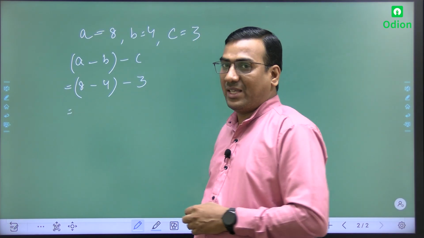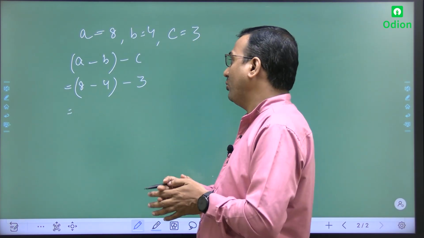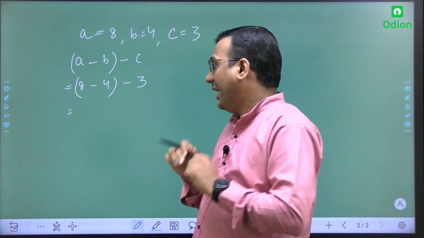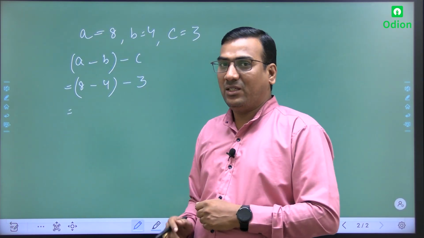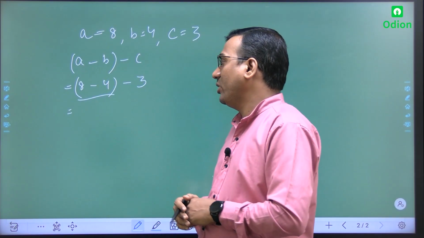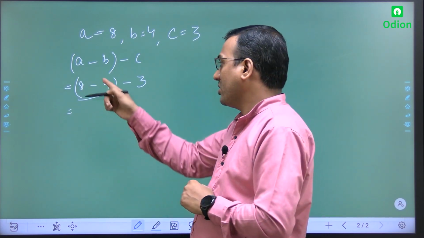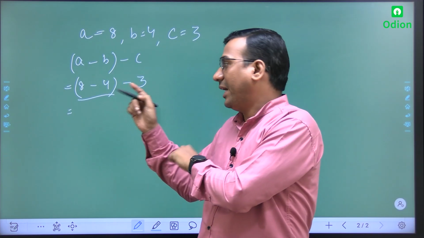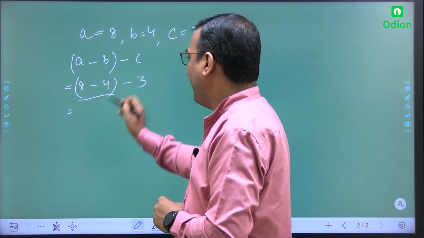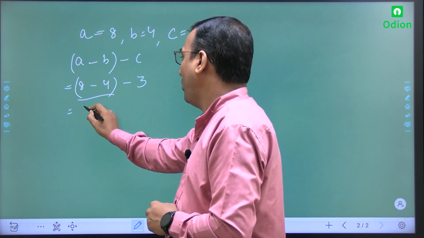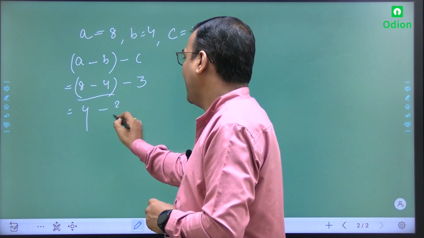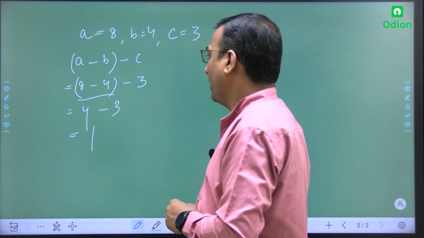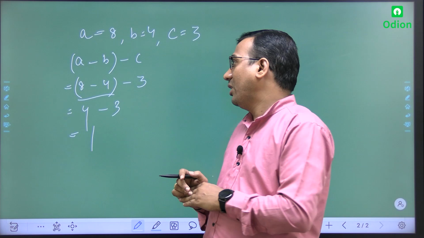What do we have to do first? Do I have to deduct 3 or do I have to deduct 4 from 8? Yes, first I have to deduct 4 from 8 because there is the bracket, which means I have to do that sum first. 8 minus 4 is 4, then 4 minus 3, the value comes 1. 4 minus 3 is equal to 1.